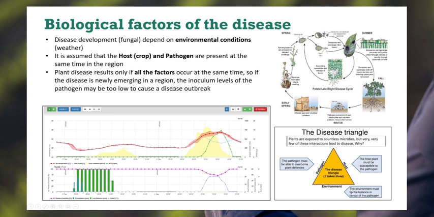If it's a newly emerged disease in the area, the inoculum levels may be too low for the pathogen to cause an outbreak. So the disease triangle explains this well. We have the host, which is the potato crop, and the environment, which can tip the scales in favor of the pathogen to overwhelm the crop's natural defenses.